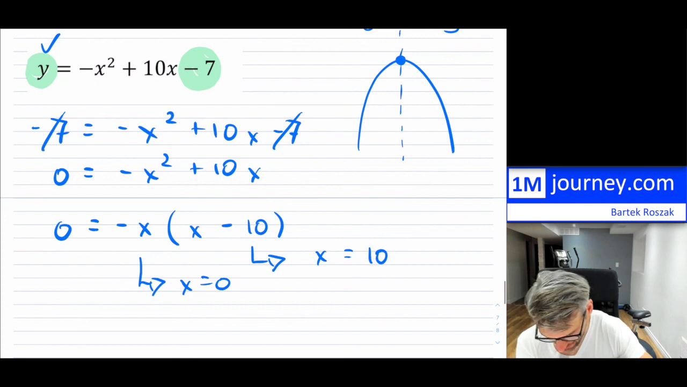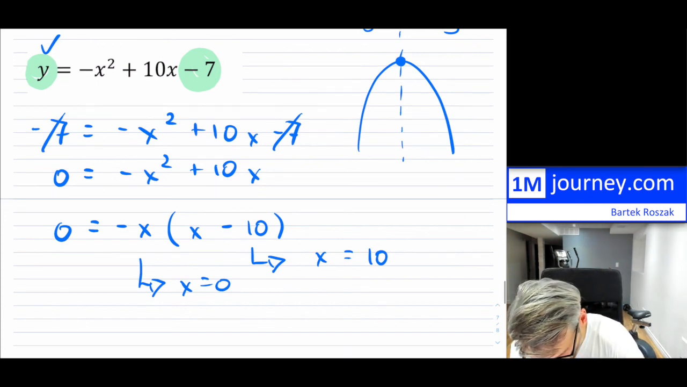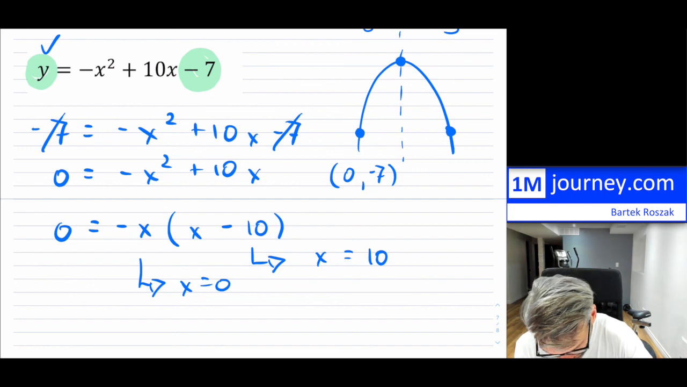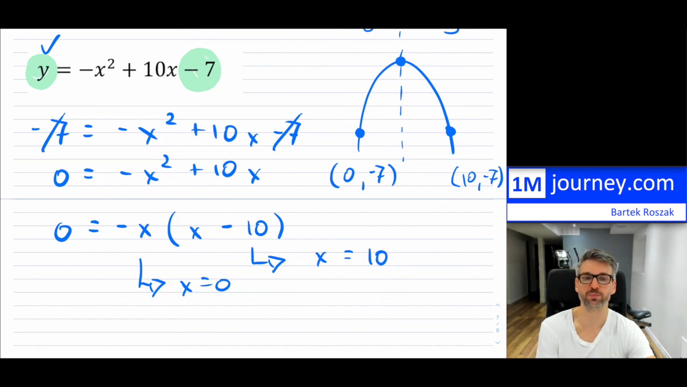And that was for y. So what we have is, we found 2 points on the parabola. One of those points, let me now draw this one correctly, happened at 0, -7. And then this point right here happened at 10, -7. So that's what you found. You found those 2 points.